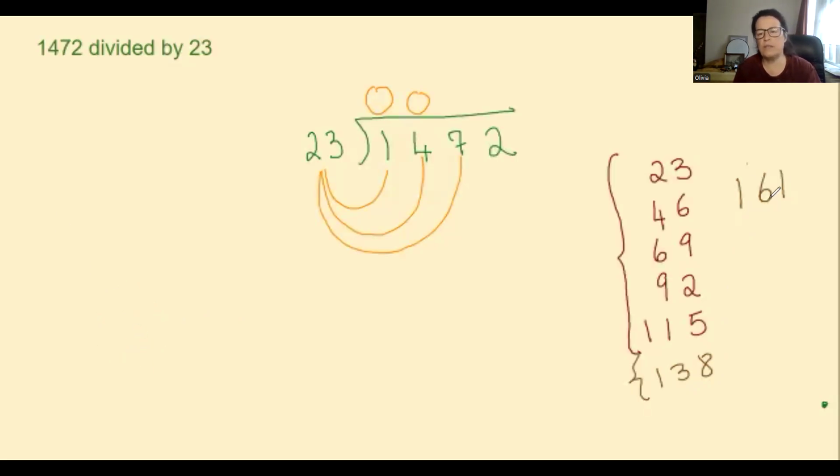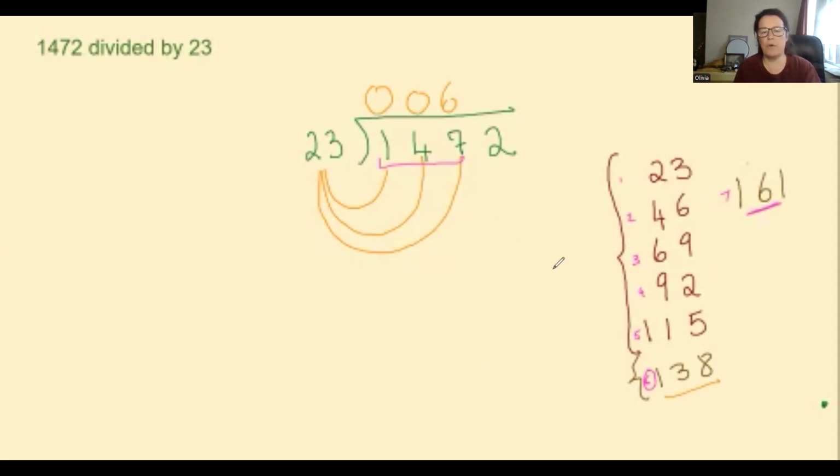So that's 23 times 6. Let me write it in here. So 23 times 1, 23 times 2, 3, 4, 5, 6, 7. Now, the 161, it's too big. So actually, it does go in 6 times, but we're going to have a remainder. So how many 23s are in 147? Well, there are 6.